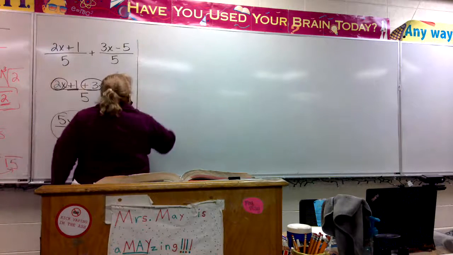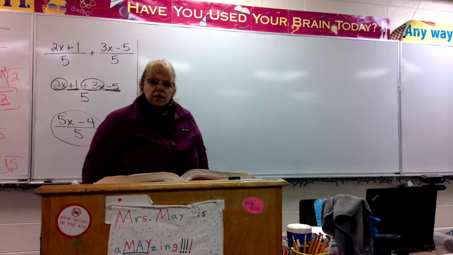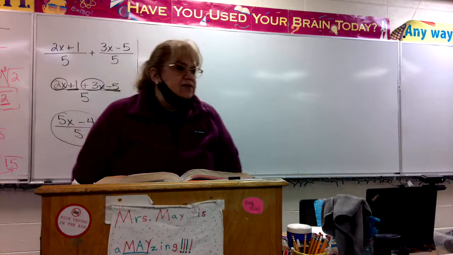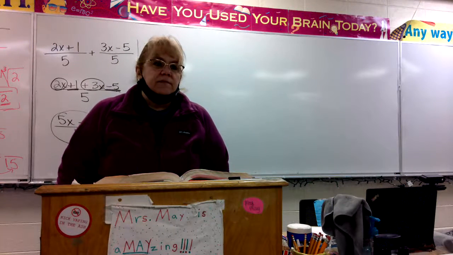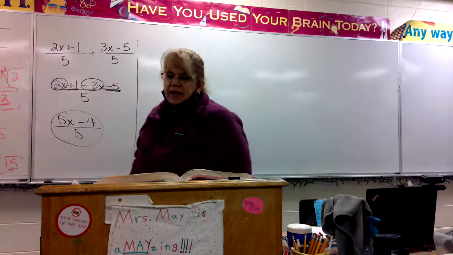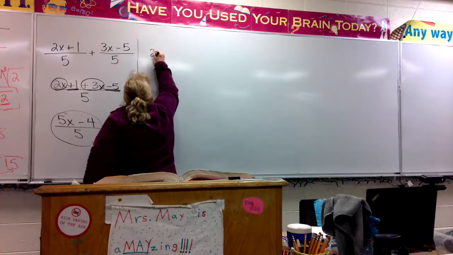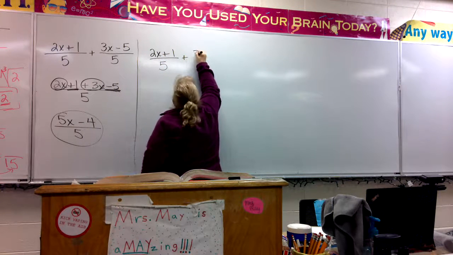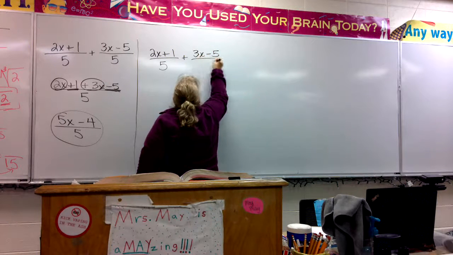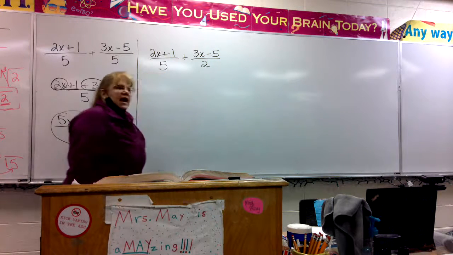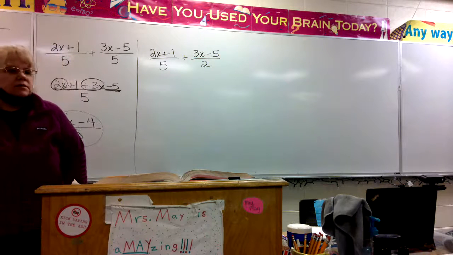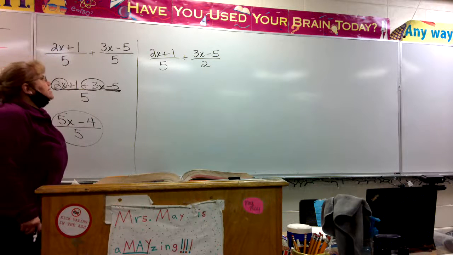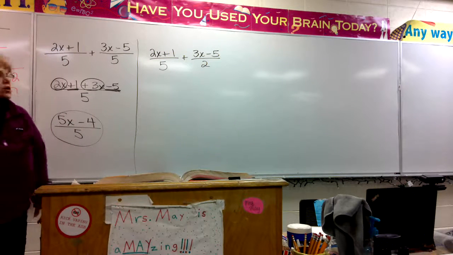And then I believe we had some that you had to get the common denominator first, right? So if I had 2x plus 1 over 5 plus 3x take away 5 over 2. Did we have some like that yesterday? Yes. So you had to get a common denominator with those before you could add it.